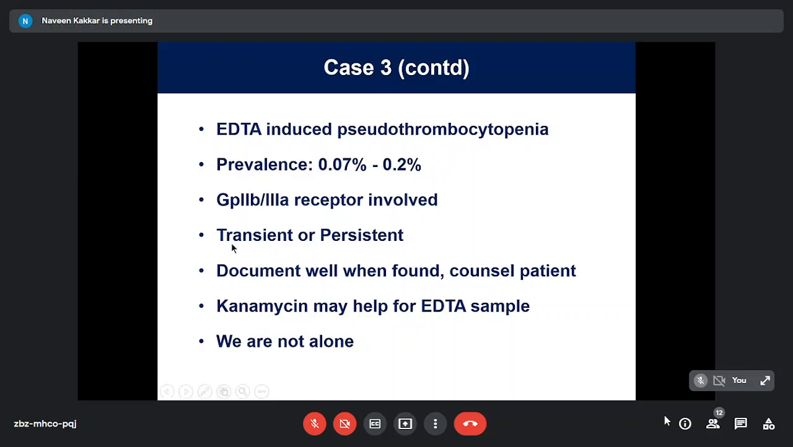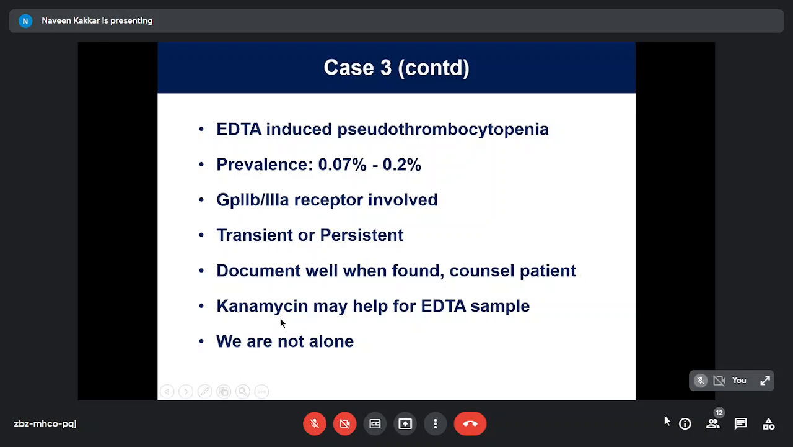This phenomenon can be transient or persistent. I know of 2 people in whom it is lifelong. There's no problem because it's in vitro, but they need to be cautioned. So it is important, once you pick this up, to document well when this is found, and counsel the patient to ask for a smear each time they get a CBC done. Otherwise, one day they'll be falsely treated for thrombocytopenia like our patient was.